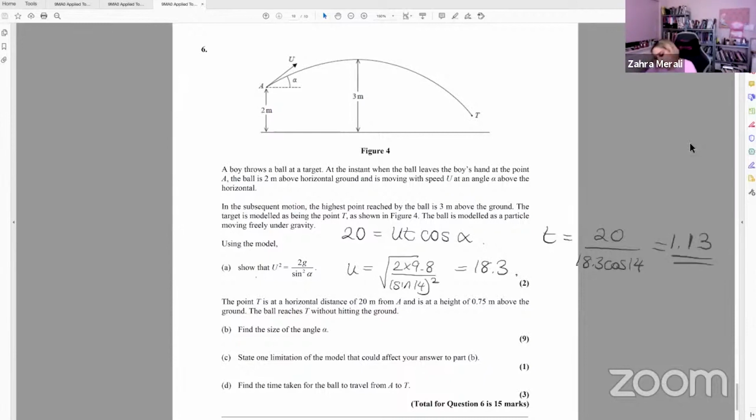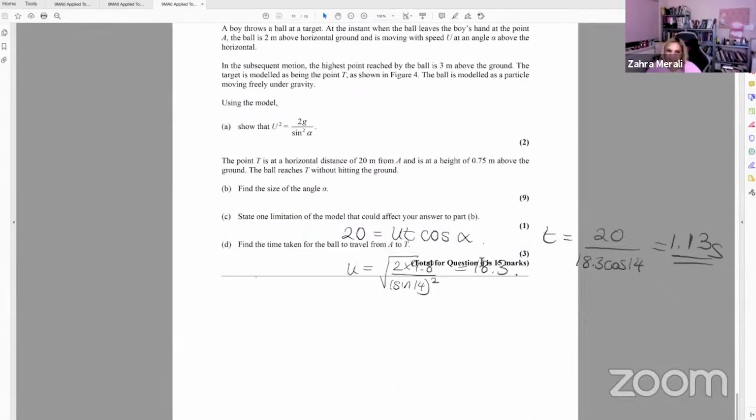And that's 1.13 seconds. Okay, breathe. I hope that's okay. That is a little bit complicated.